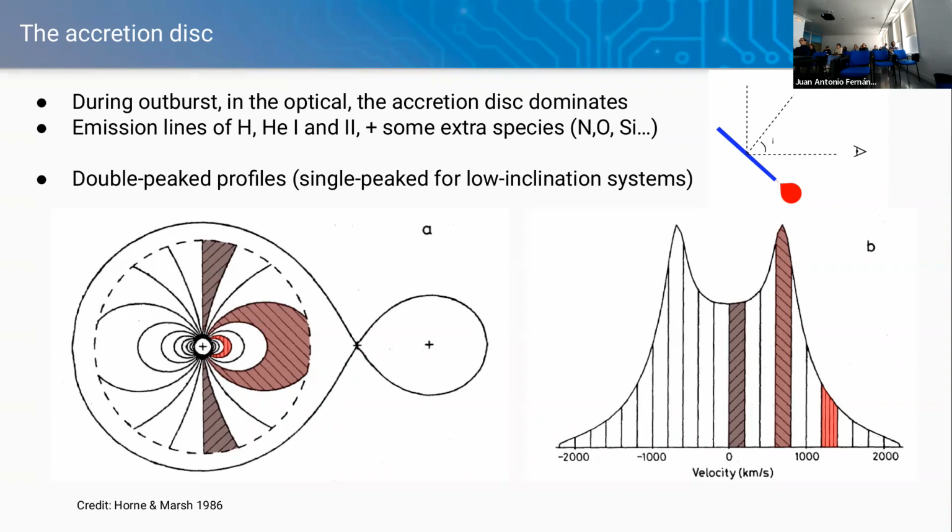And you will see that this region here is contributing to the center of the line. Then you will have a much larger region that is contributing to this peak of the line. And then the innermost region will contribute to the wings. So that's why you naturally form these double peak emission lines. But depending on the configuration of the system, and in particular the inclination, if you have a low inclination system, these two peaks can merge together and appear as a single peak. So that's why you see both double peak and single peak.